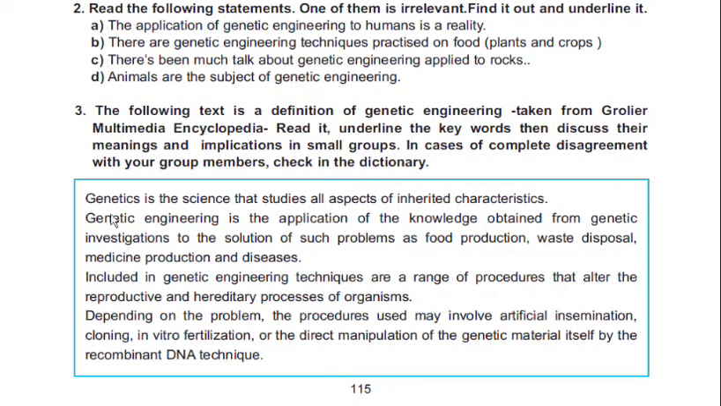In the first line, I'm reading genetics. We're talking about genetics, not genetic engineering here. Genetics, as you see, ends in ICS, which is something that you find in many words that are talking about sciences. So genetics is the science that studies all aspects of inherited characteristics. We're talking about characteristics that are inherited from your parents or grandparents, the study of which is a science and is called genetics.